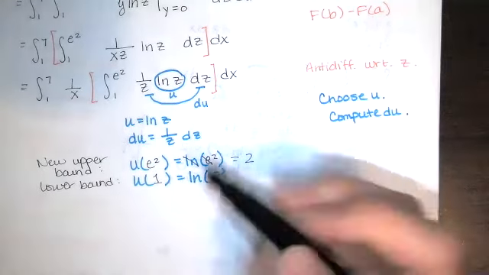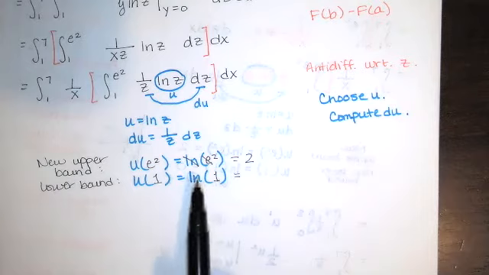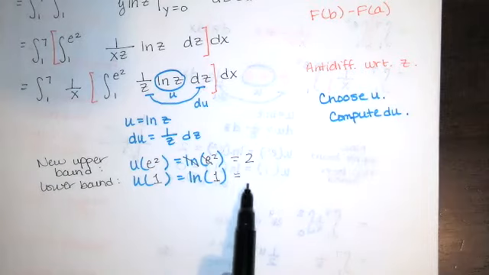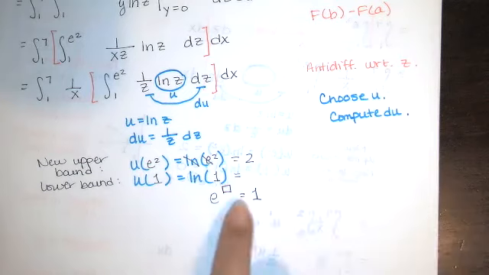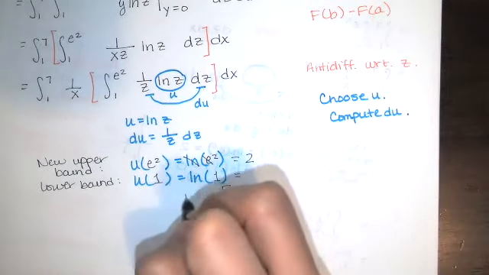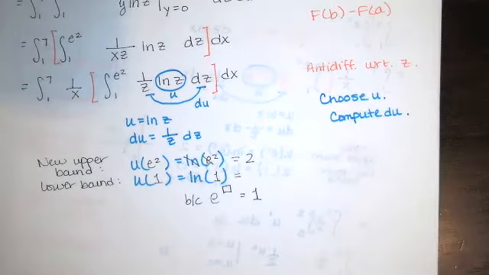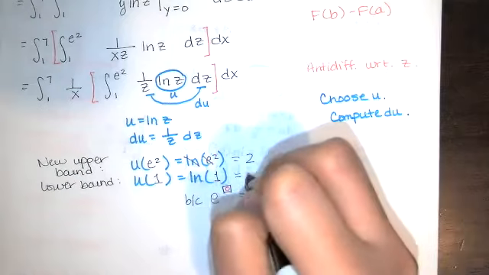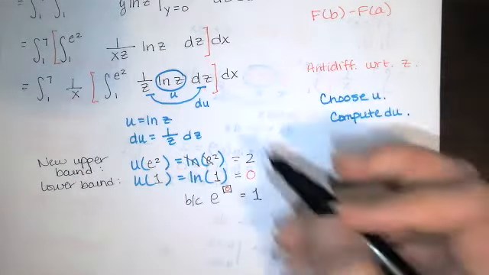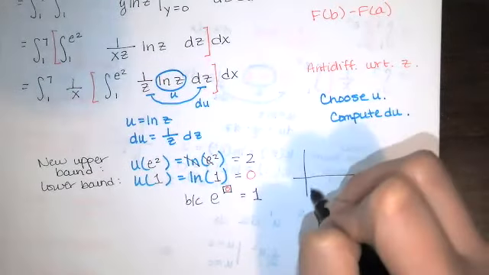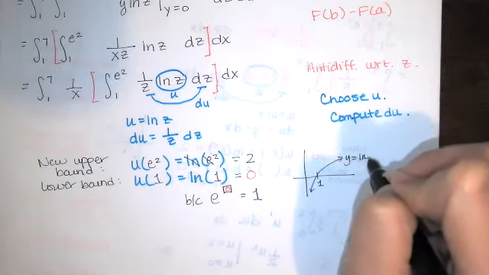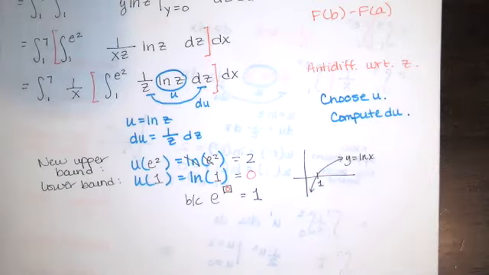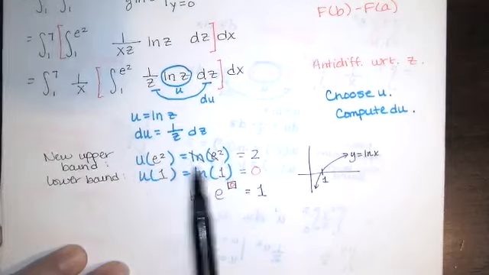And the same thing here. This can be simplified. Natural log answers a question: e to what power gives me a 1? Whatever goes in that box goes over there. Well, e to the 0 power is 1. That's a 0. Another way you could get this is you could just remember that natural log of 1 equals 0. That's what that graph looks like. When x is 1, y is 0. So we've got new bounds.